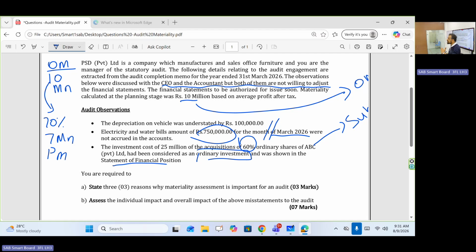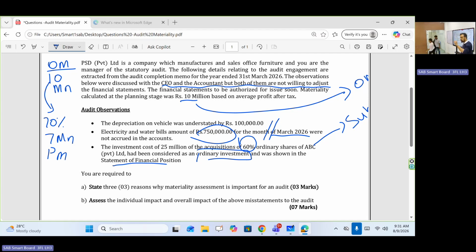Cumulative impact should be considered. In this case, if you take the first and second together, the cumulative impact is more than SAT, but less than PM. So there is no impact. Only the third one will affect the material statement, the drafting of the opinion. The first two won't affect it.